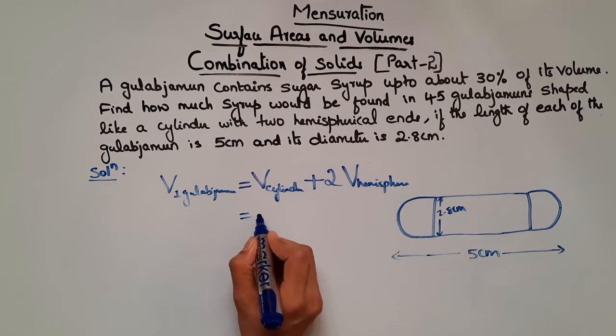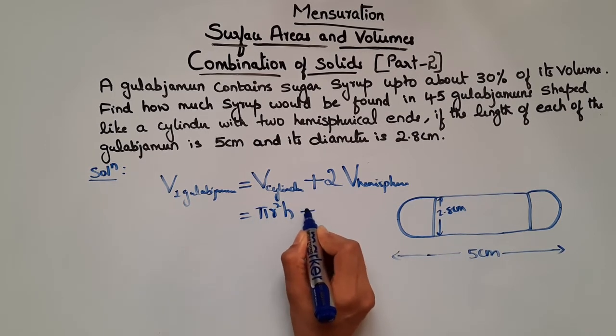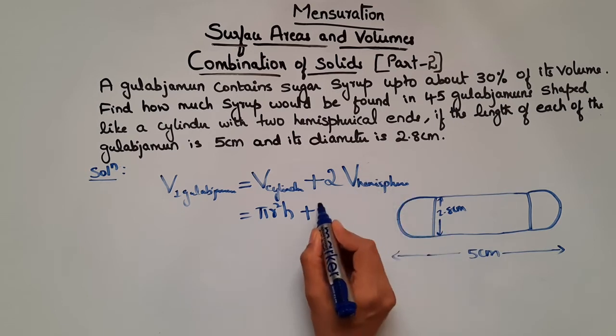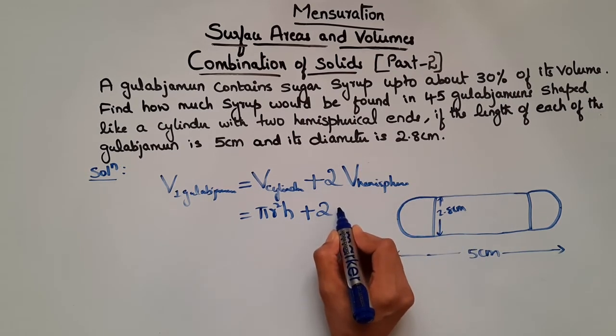So now what is the volume of the cylinder? We know volume of the cylinder is given by pi r square h, plus what is the volume of this hemisphere? 2 into what is the volume of hemisphere? We know the volume of hemisphere is given by 2 by 3 pi r cube, right?